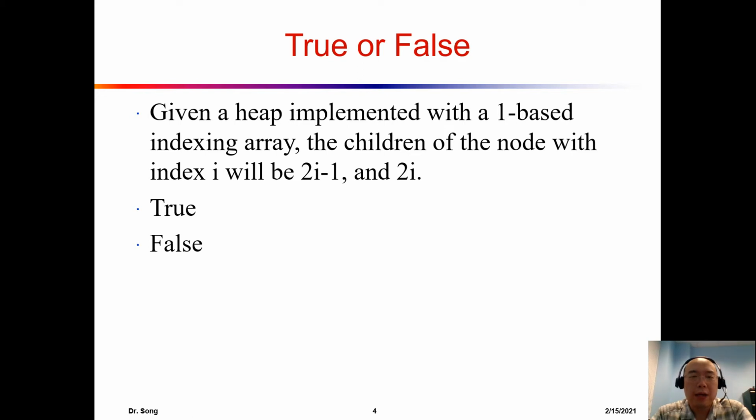Why? Because we are using one-base indexing. Say we just use index 1 as an example. Index 1, that's the root. So who are the children? 2 and 3, right? So for 1, we have the children 2 and 3. So what are they? They are 2i and 2i plus 1. Okay, so it should be 2i and 2i plus 1.